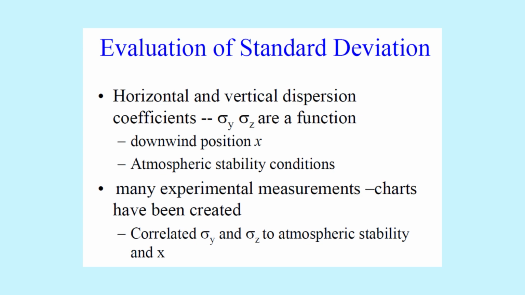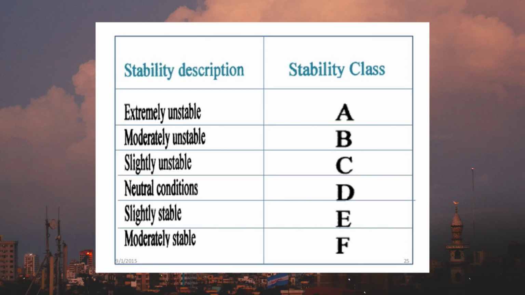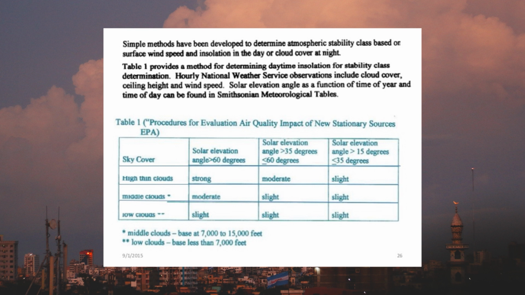So as I told you, the evaluation of the standard deviations of Y and Z is actually based on the atmospheric stability conditions, and I can show you the stability. The stability class is A, B, C, D. If it is extremely unstable, it is A, and then B, C, D, and E. So how do you come to this conclusion? This is based on the solar elevation, that is the solar radiation, and the time when the Gaussian plume is applied.